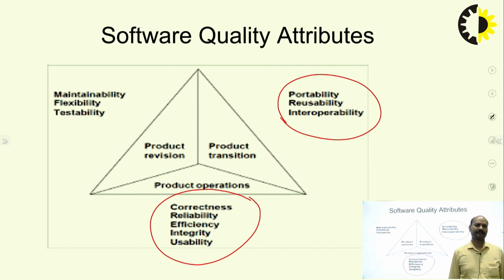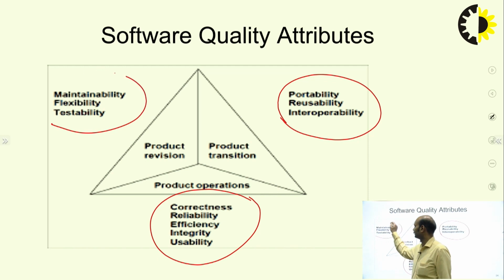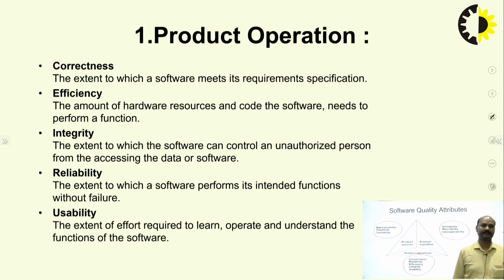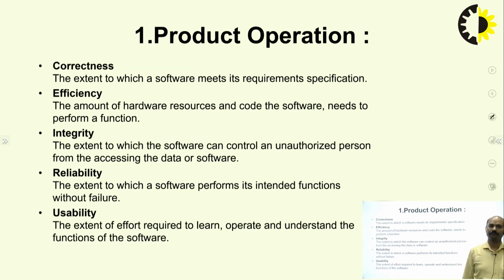If we deliver a particular software to the user, we continuously improve our product and send updates to the client. So, we have to maintain maintainability, flexibility, and testability. We will discuss them one by one. The first one is the product operation.